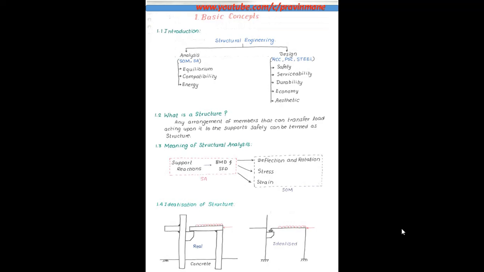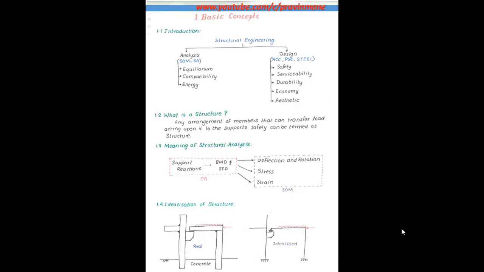Here, basic concept: structural engineering. What is meant by structure? Structure is any arrangement of members that can transfer the load acting upon it to the support safely. When we say structure, it is any arrangement which can transfer its load safely.